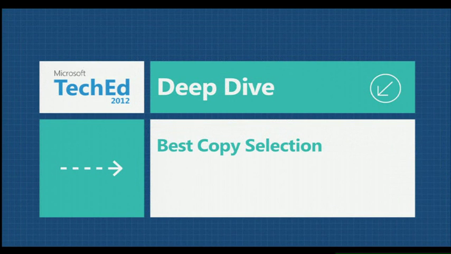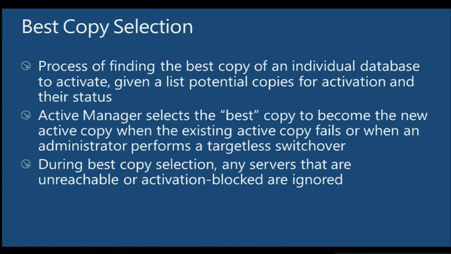Now, arguably, the most important thing that Active Manager does is a function called best copy selection. So let's walk through what that is. Best copy selection is what it sounds like. It's the process of finding the best copy to activate in response to either a failure affecting the active copy or in response to an administrator doing what is called a target list switchover. A target list switchover is where I say, I want to move this database or all the databases on the server to somewhere else, but I'm not going to tell the system where that somewhere else is.